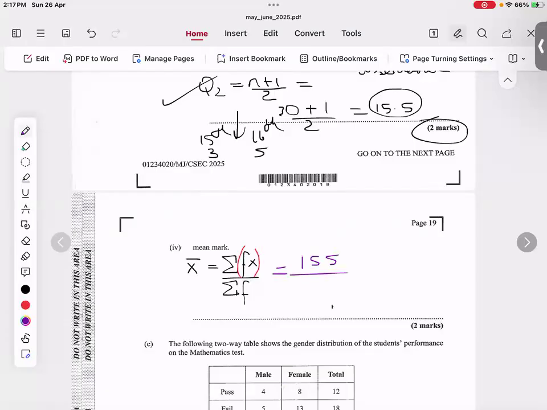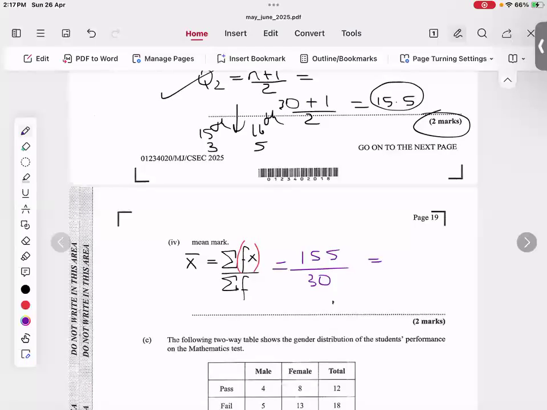All right. And then we already know there are 30 people in the survey. So 155 divided by 30 will give us our mean mark. So what is your mean mark here? Should be about 5.16. 5.16, correct. All right. So 5.16, that is your mean.